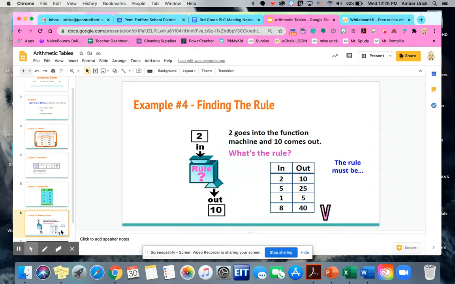Check out slide 6 here. We have to find the rule. A 2 went in and a 10 came out. Check out the whole box over here. Can you find the rule? A 2 went in and a 10 came out. A 5 went in and a 25 came out. A 1 went in and a 5 came out. An 8 went in and a 40 came out. I'll give you a hint. Do you remember that last slide I said there was a specific rhyme?